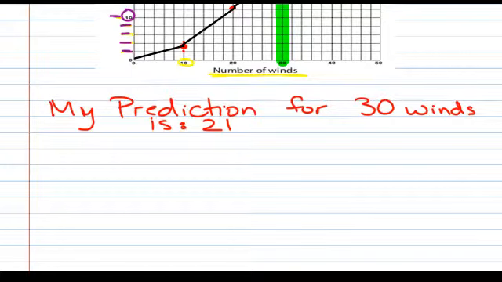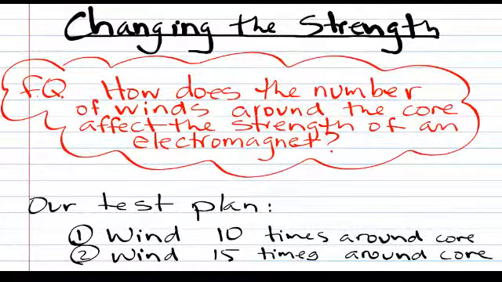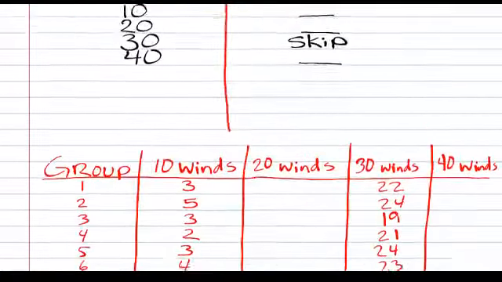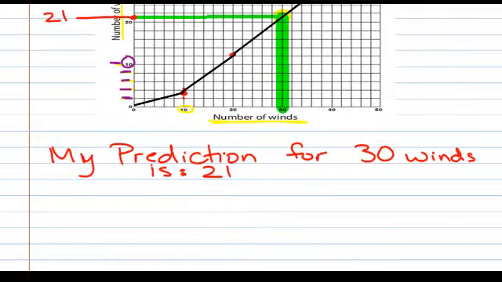Once you are finished, you should be able to answer the question that we started with, which was, how does the number of wines around the core affect the strength of an electromagnet? So, collect all this data, do your experiment for 30 and see if it matches, then come back and do your analysis and conclusions and make sure that you can answer the question of how the number of wines around the core affects the strength of magnetism.